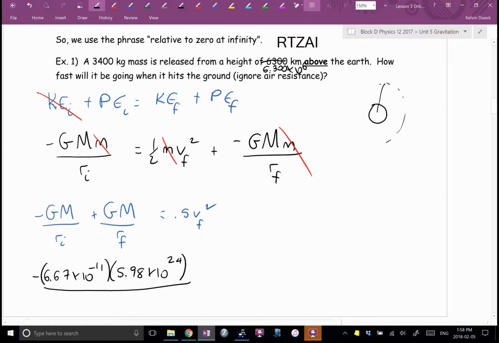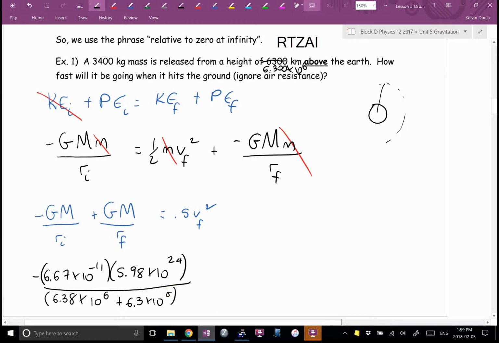So down here, we're going to have the radius of the Earth and 6.3 times 10 to the 6 or 7? I'd like you to check me. Can you go 6,300 times 1,000, please? So 6, and then how many digits after the first digit? 6. So 10 to the 6th.